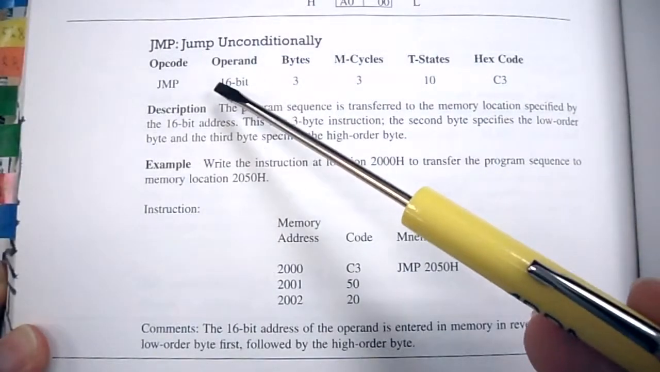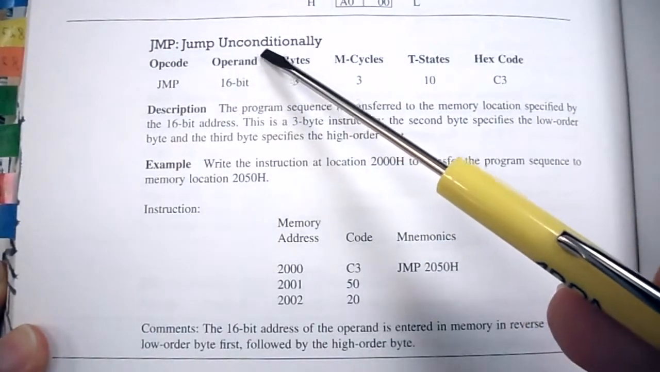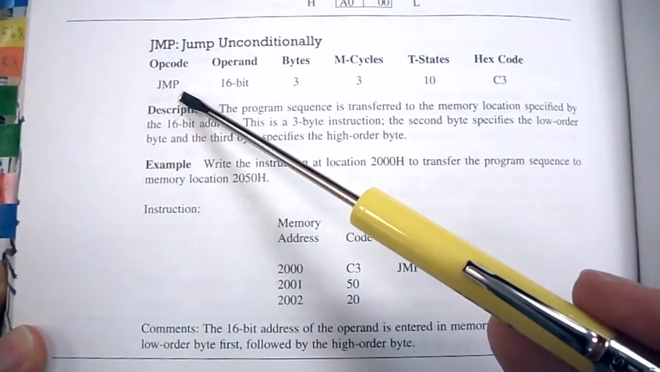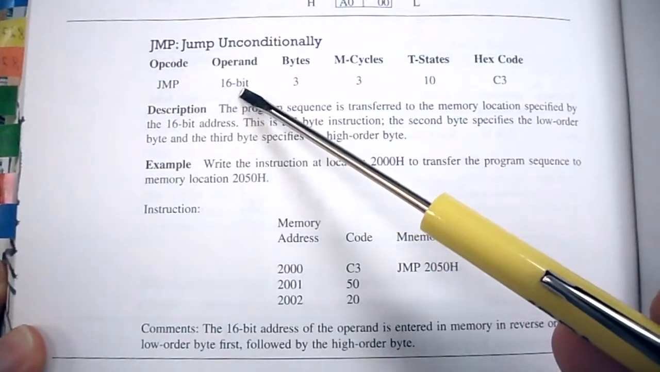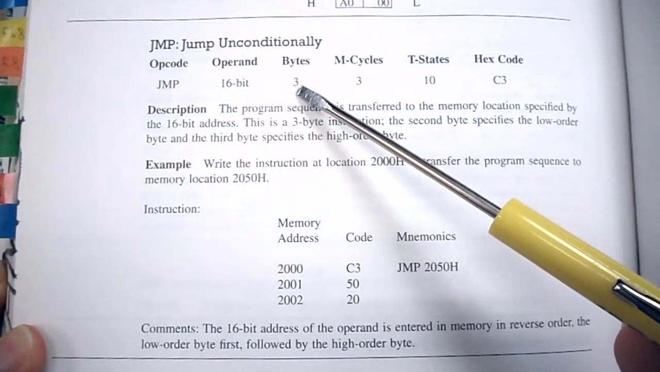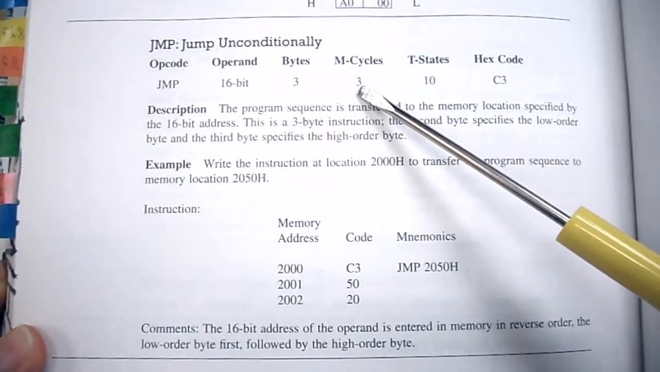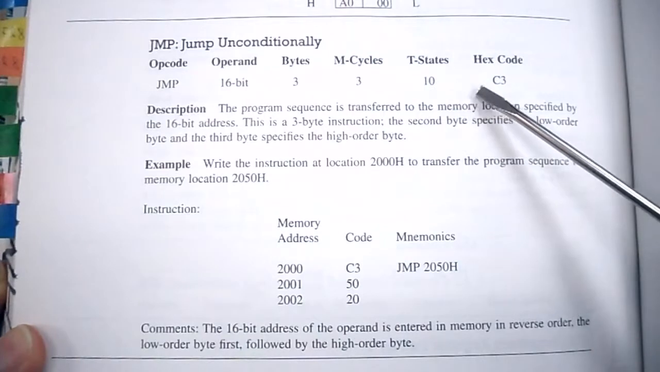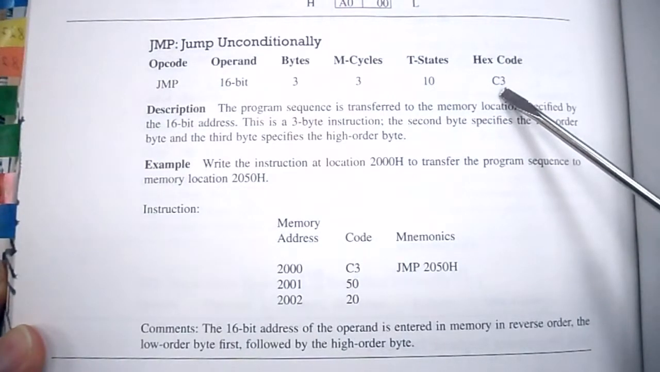The last command is the jump unconditionally command. Its opcode is JMP. The operand is 16 bits. So this is a 3 byte instruction. It takes 3 machine cycles and 10 T states to complete. The hex code for the jump instruction is C3.